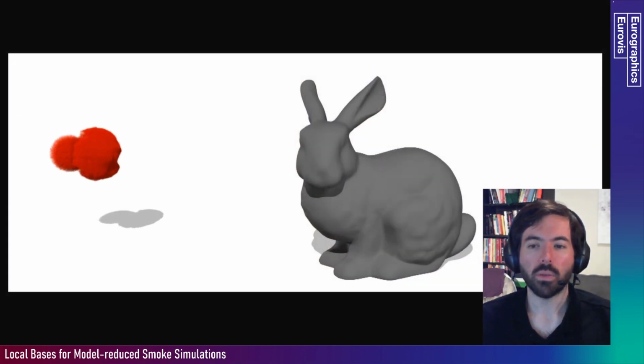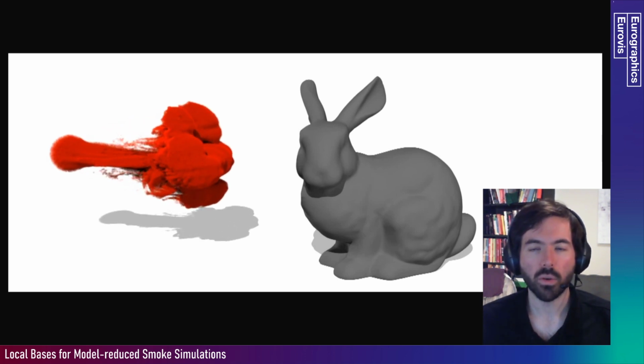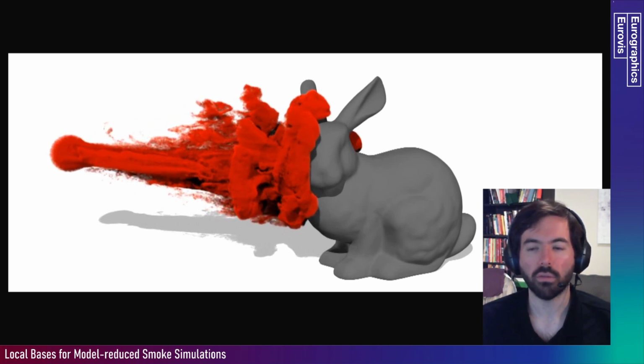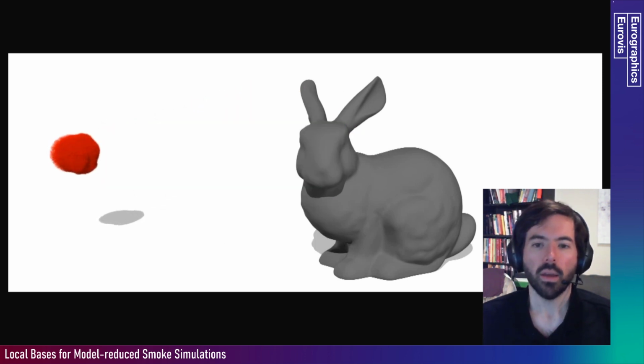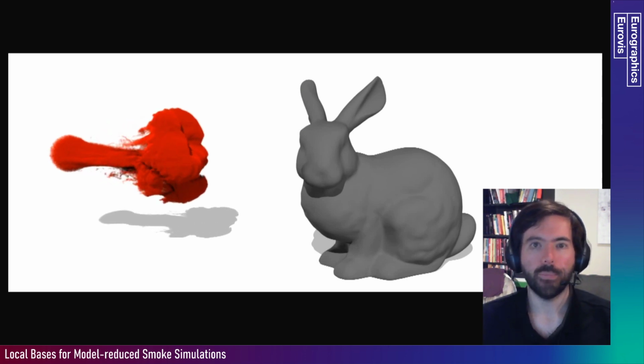So this work is about the simulation of incompressible fluids, but we focus specifically on smoke simulations. And it's a fairly mature field of computer graphics. It's been around for more than 20 years now. But in this work, we propose a new method for the simulation of smoke.